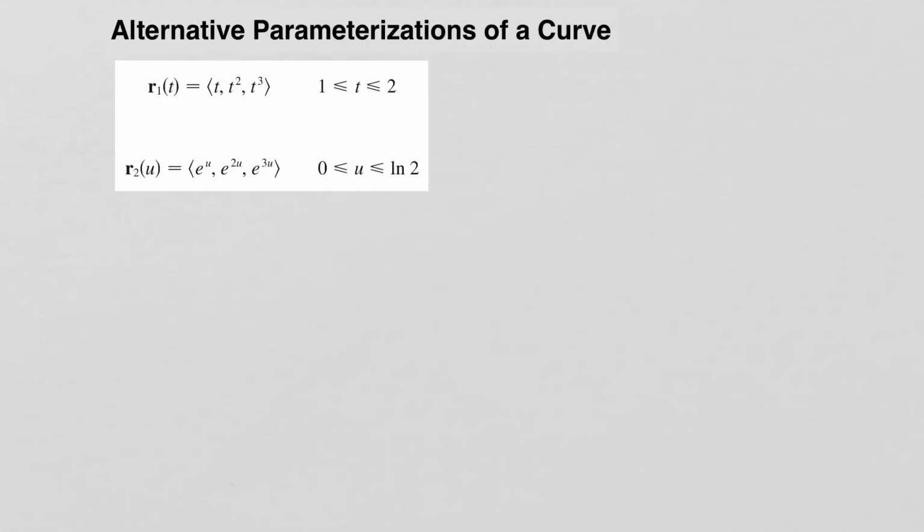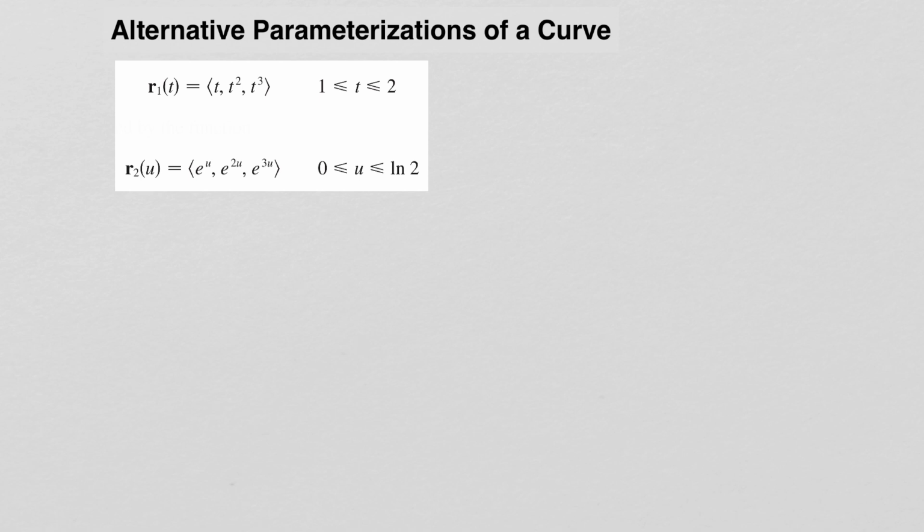Next, let's discuss alternative parameterizations of a curve. So if I have a curve r defined by t, t squared, t cubed, where t ranges from 1 to 2, recognize that the curve defined by r2 equals e to the u, e to the 2u, and e to the 3u, where u is a number between 0 and natural log of 2, gives us the same curve. So these are different parameterizations, but if you were to graph these, you get the same exact curve.